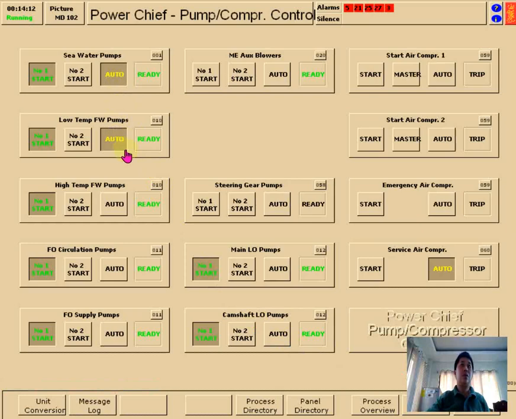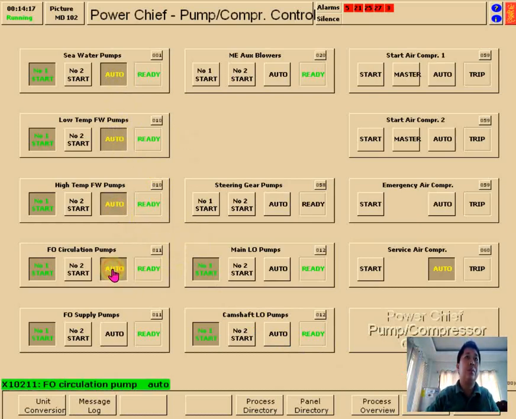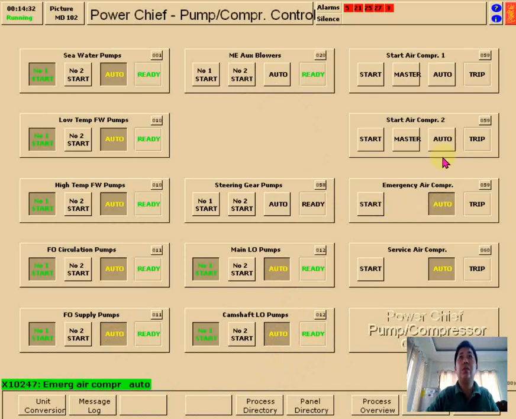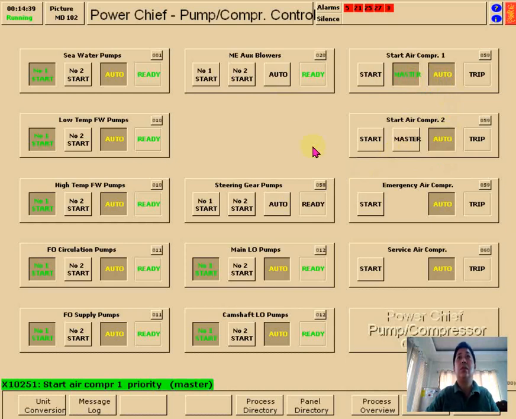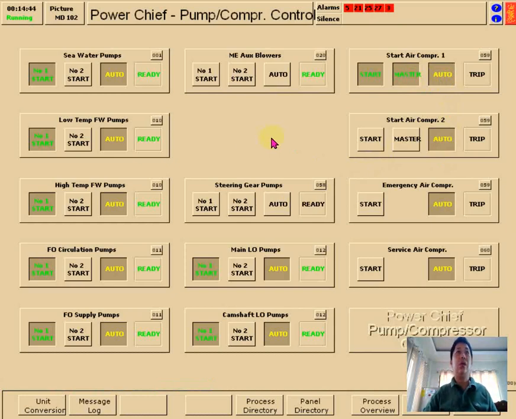So now it's changing in auto. This pump also. This pump, supply pump, in engine low oil pump. So a lot of load. Later on the blower. So emergency air compressor. Start compressor. So master one. So now all in auto except main engine auxiliary blower.